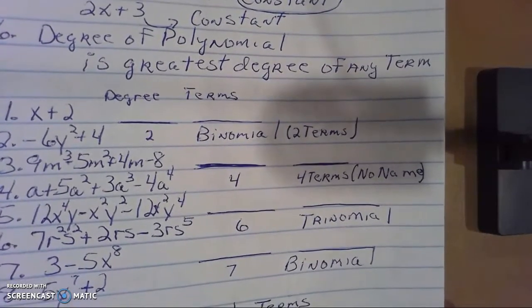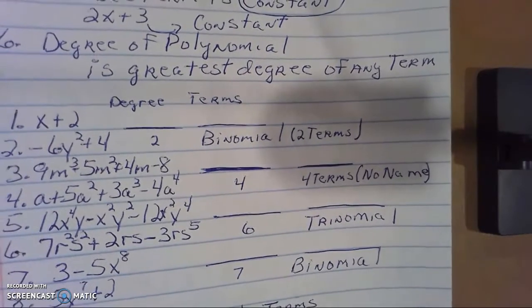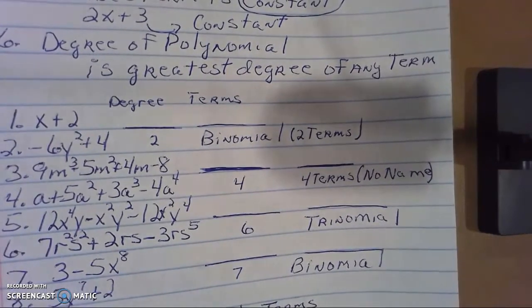Number 5 has 3 terms, so it's a trinomial, okay? Its degree comes from the last term. On the x, you have an exponent of 2. On the y, you have an exponent of 4. So 2 plus 4 gives you 6. That is the greatest degree of any of the terms.